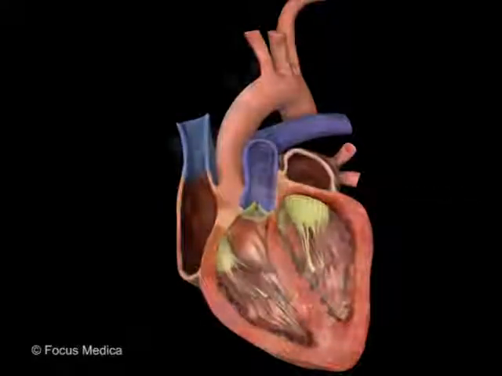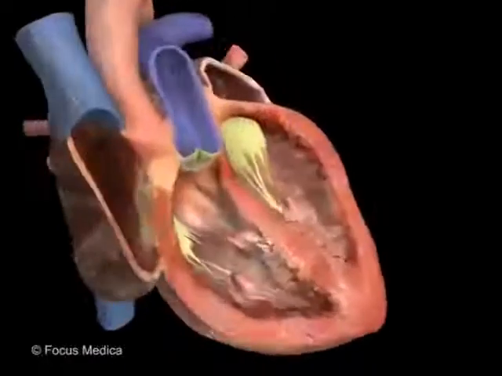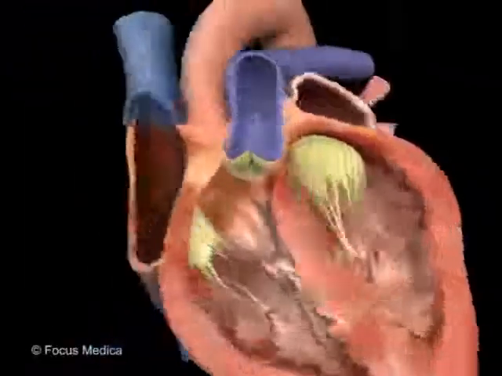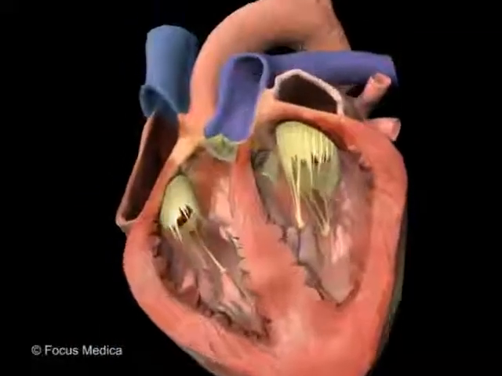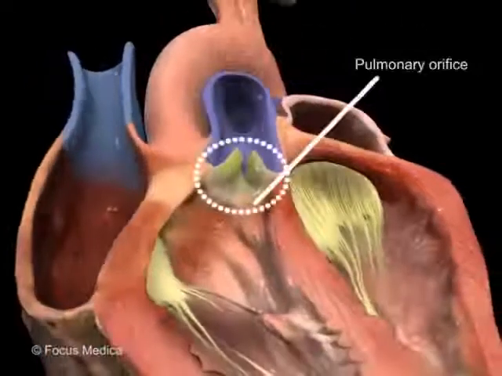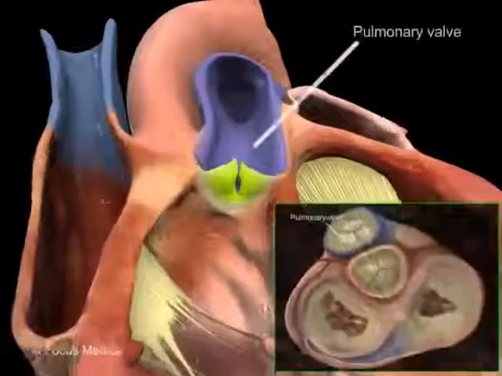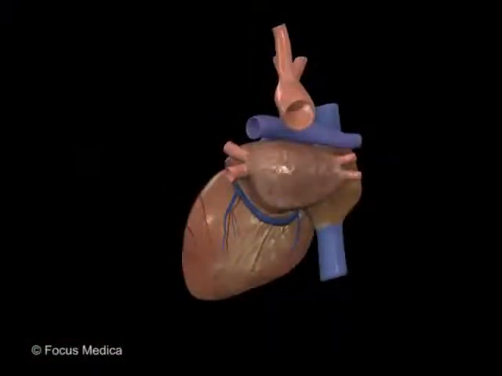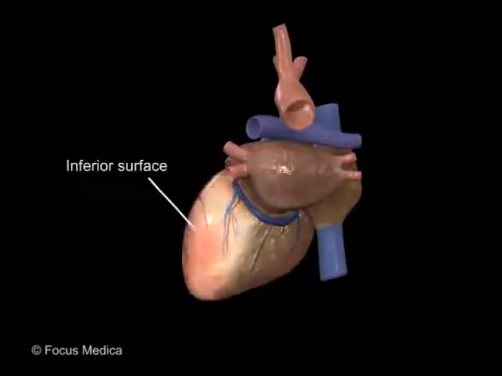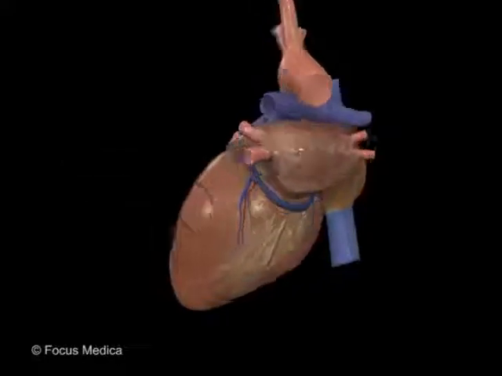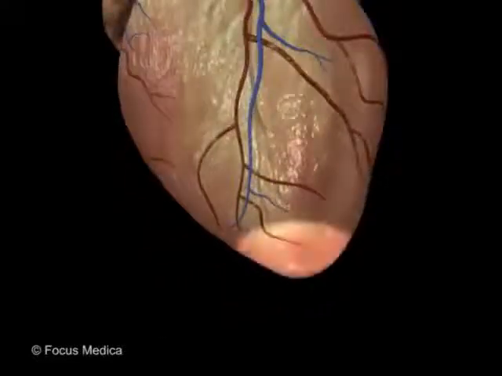It communicates above with the right atrium through the right atrioventricular orifice and is guarded by the tricuspid valve. It is also connected to the pulmonary trunk through the pulmonary orifice, which is bounded by the pulmonary valve. The left ventricle forms a major part of the inferior surface and the left border of the heart. The apex of the heart is located at its inferior end.